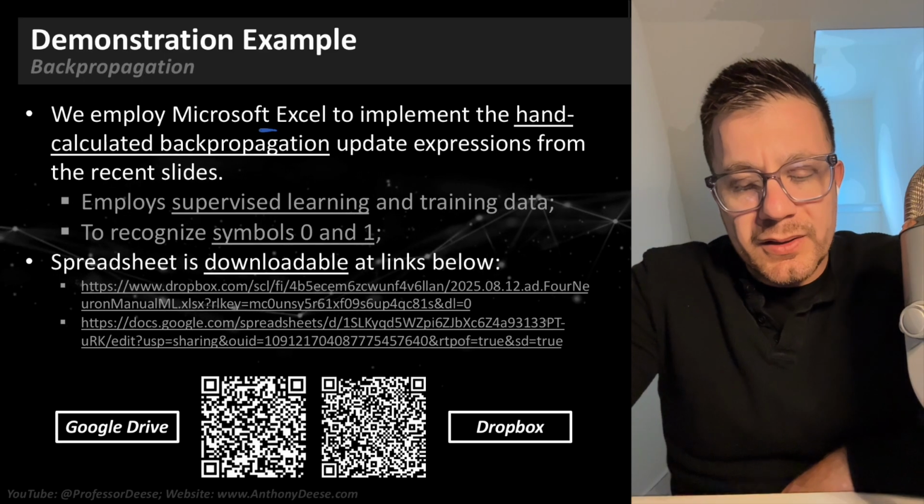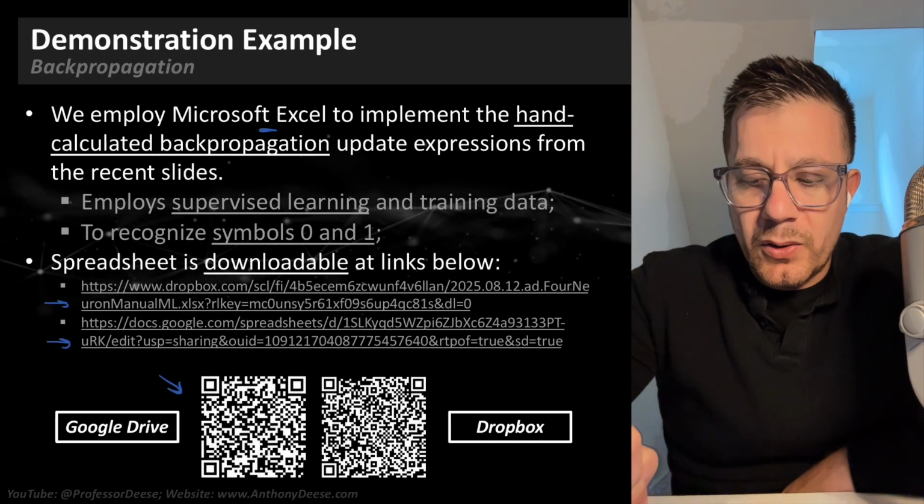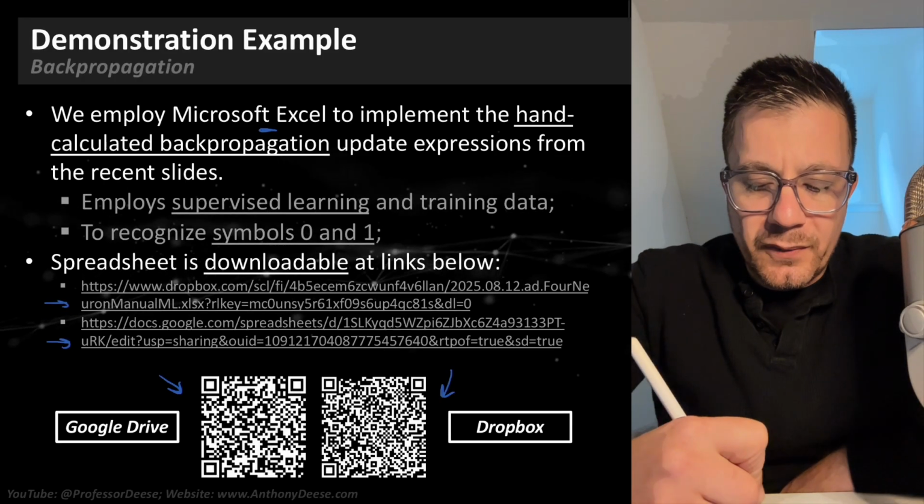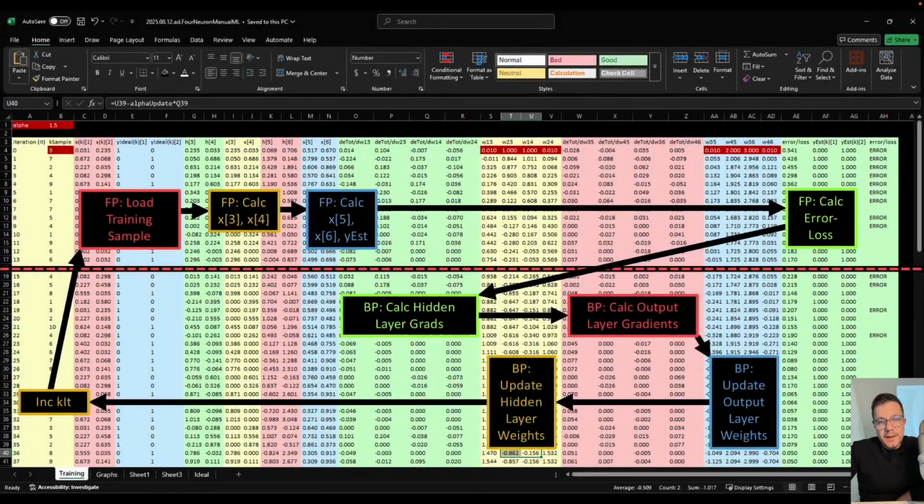Now, the spreadsheet for this demo is downloadable. You can use either these text links or the QR codes, and for the sake of redundancy, I provide versions that are downloadable from Google Drive as well as Dropbox. Here we have a screenshot of the Excel worksheet. I'm going to try to go through and highlight the most important parts. However, if you want to gain an in-depth understanding of how this works, I recommend that you download the worksheet and play around with it.